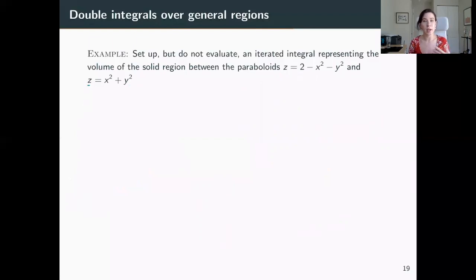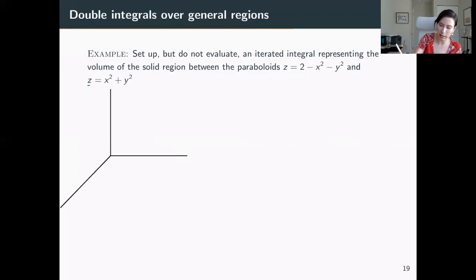In this example, we actually have to figure out what our region is based on the information that we're given here. To start things off, we've got 2 paraboloids, and I'm going to go ahead and plot these in my 3D coordinate system. So here I have my first curve, and I'm going to label it in green, is going to be z equal to 2 minus x squared minus y squared. That's going to look something like this.